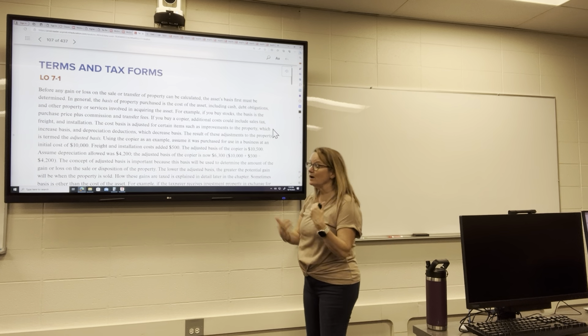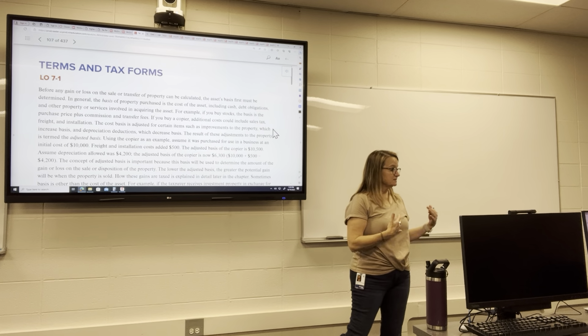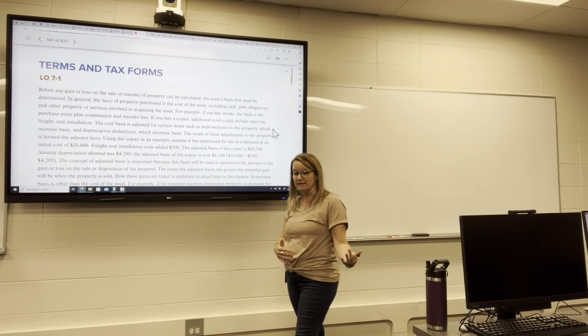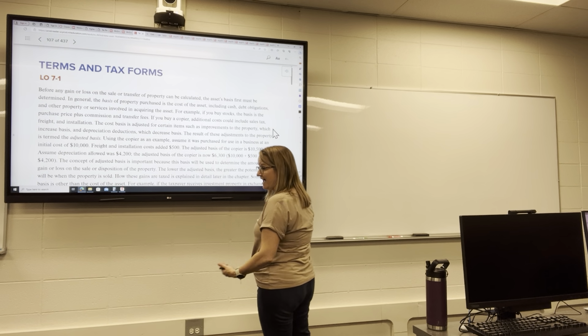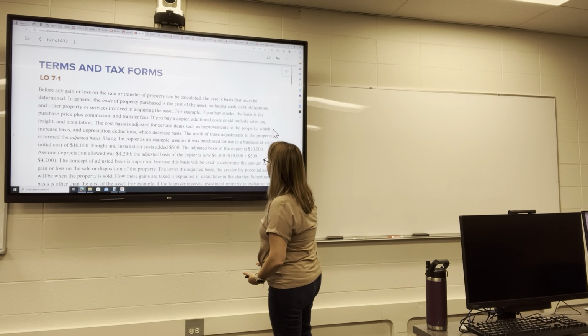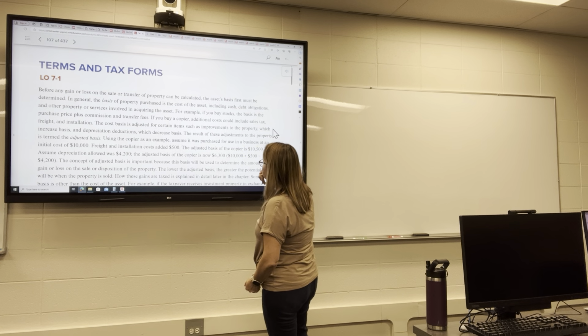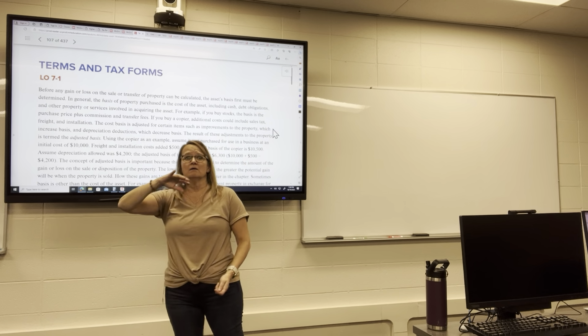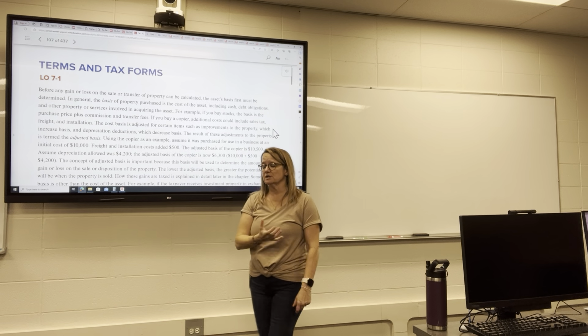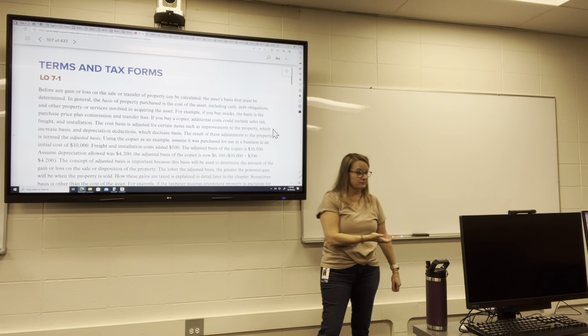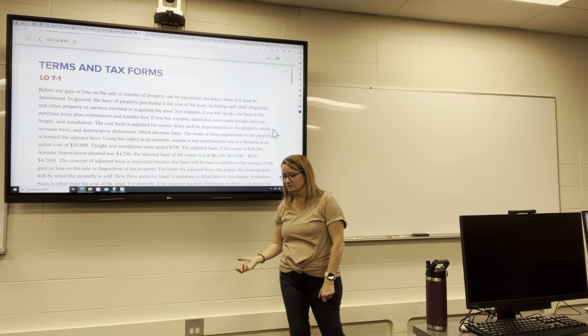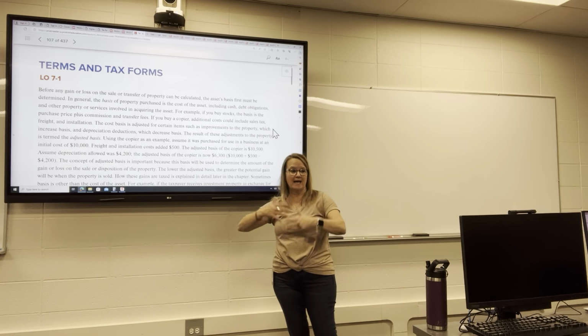And we need to know what the basis is of a property in order to calculate any gain or loss that we have when we dispose of that property. So remember, all of the costs associated with putting an asset into service are going to be added to the basis. Those are items that get added to that base.